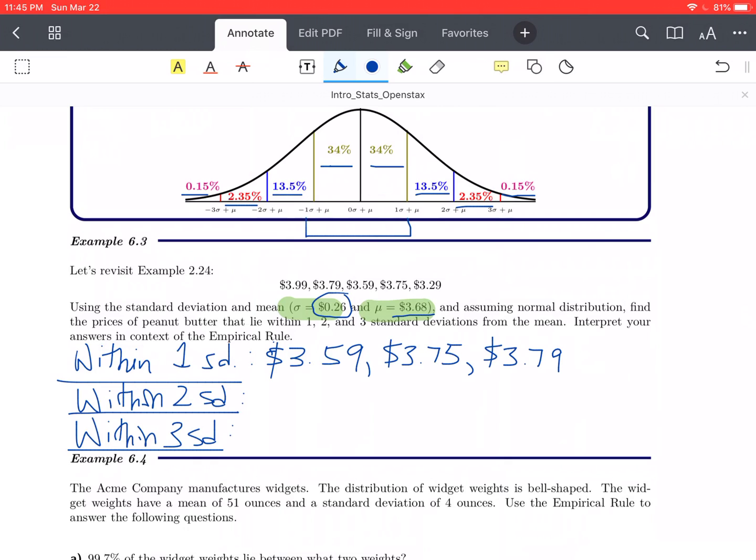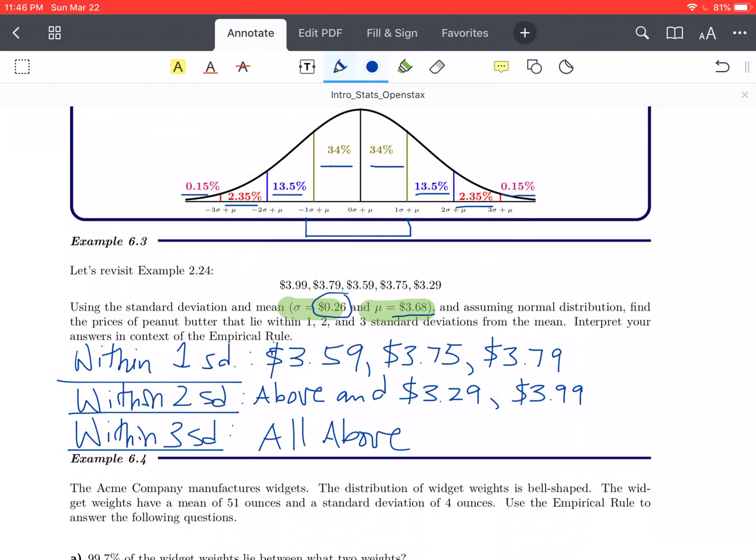Now within 2 standard deviations, we have all the same ones, same as above, and also the other 2 data points. So 3.29 and 3.99 also both lie within 2 standard deviations of the mean. And then within 3 standard deviations, well, if all of these were within 2 standard deviations, of course they must also be within 3. So all above are within.